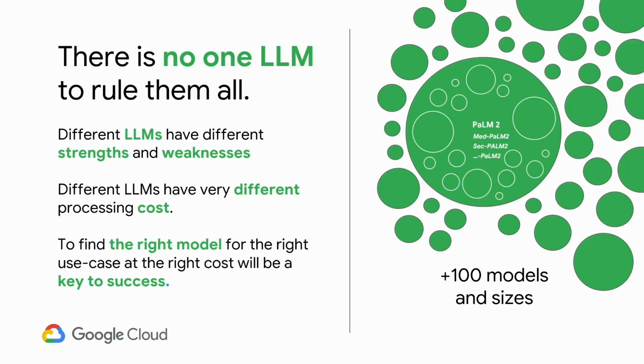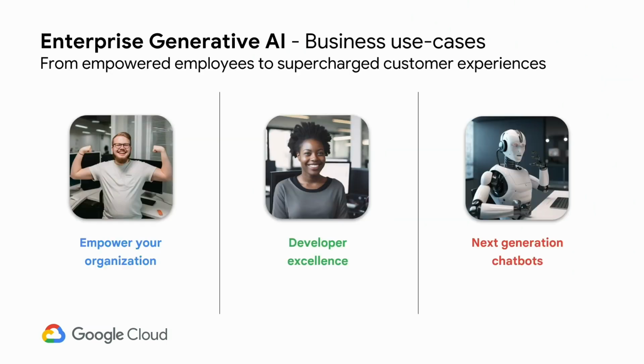Well, that's the beauty, because in the Google platform, we're offering more than 100 different models from ourselves, from our partners like Meta's Llama 2, and more than 40 open source models. So you can really pick and choose the model you like. Now, let's turn over to talk about some of the key use cases.